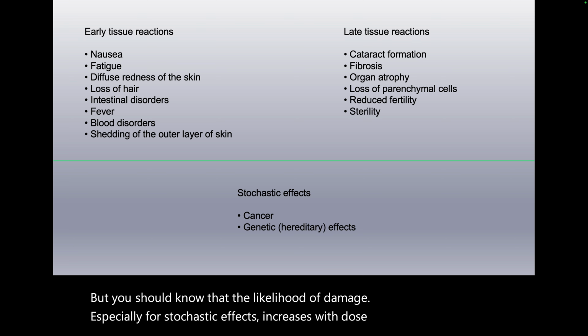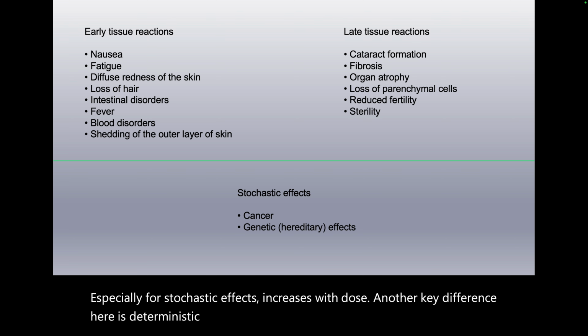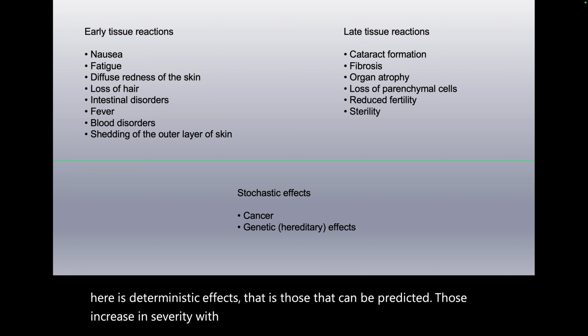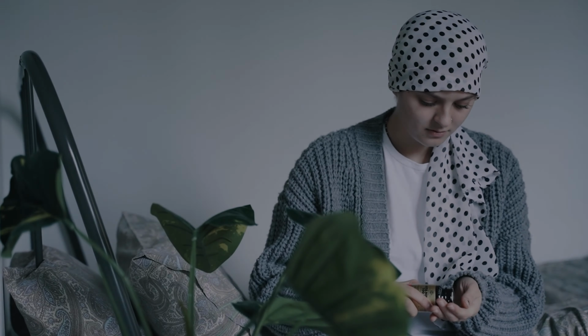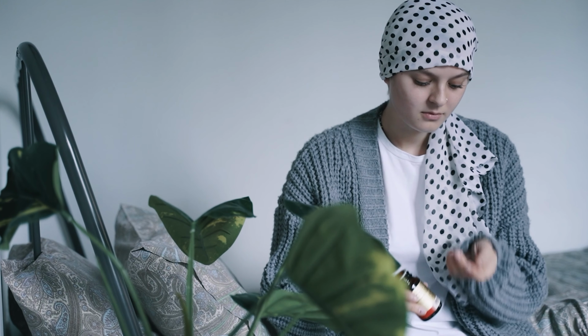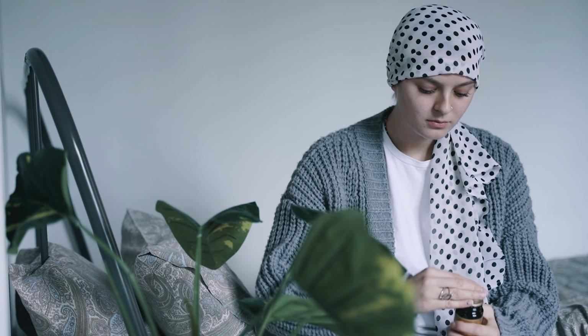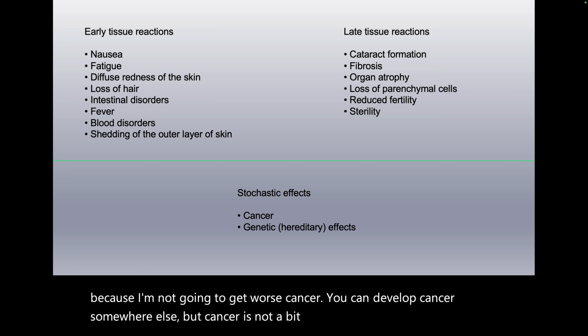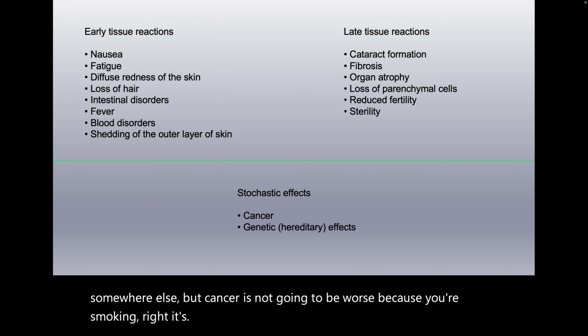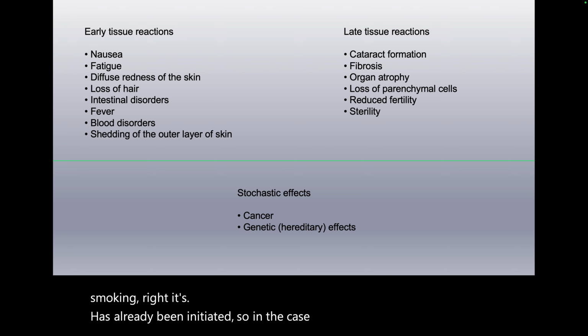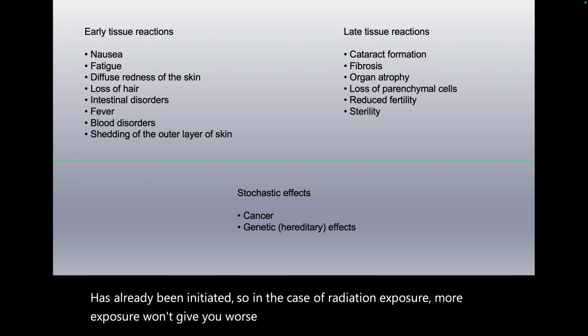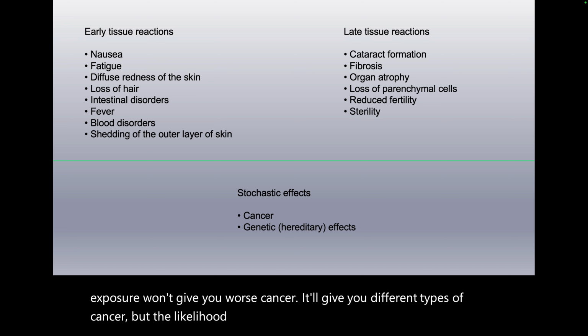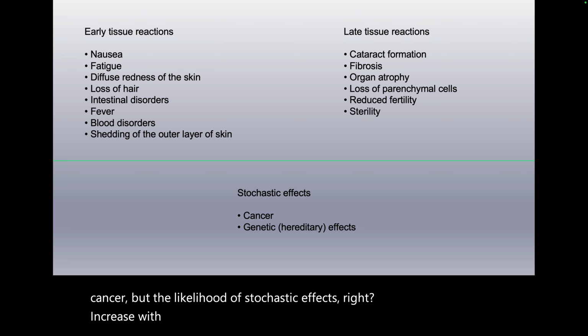Another key difference here is deterministic effects, that is those that can be predicted. Those increase in severity with dose, but not so with stochastic effects, meaning you won't get worse cancer if you keep smoking, supposedly, right? That's why some people say, I'm going to keep smoking because I'm not going to get worse cancer. You can develop cancer somewhere else, but cancer is not going to get worse because you're smoking, right? The process has already been initiated. So in the case of radiation exposure, more exposure won't give you worse cancer. It'll give you different types of cancer, but the likelihood of stochastic effects increases with exposure, not the severity.